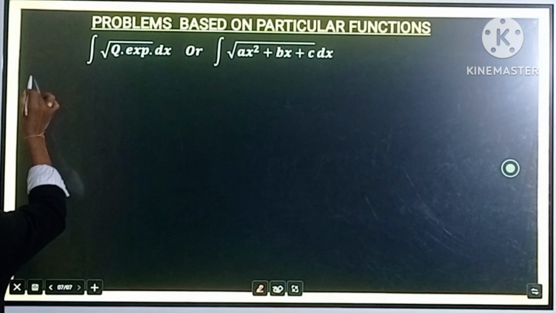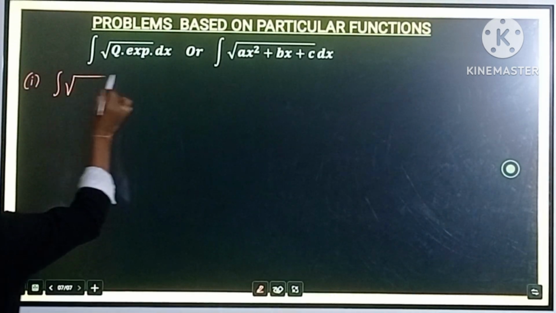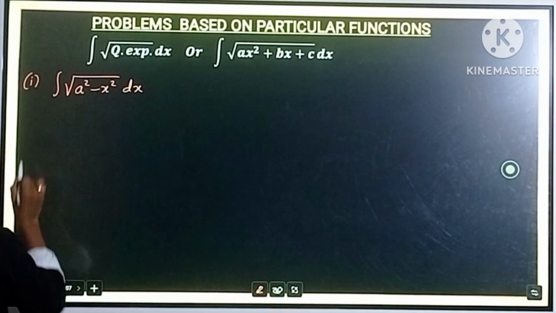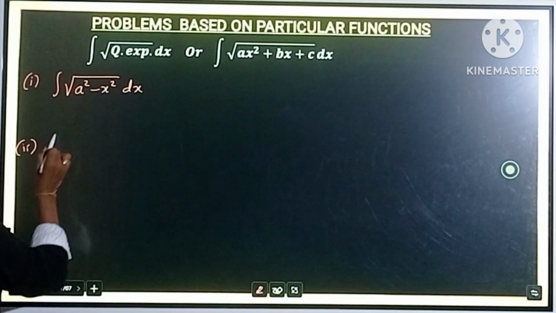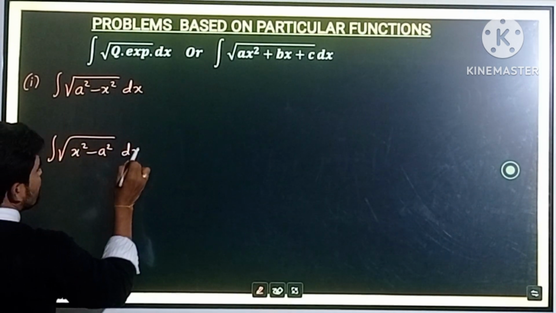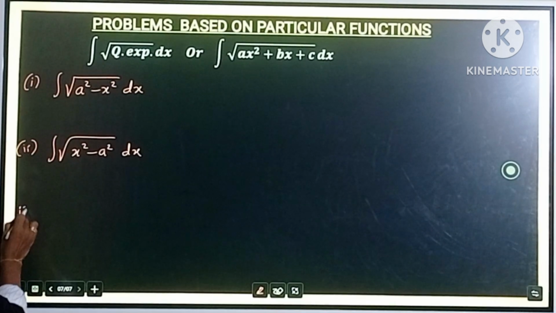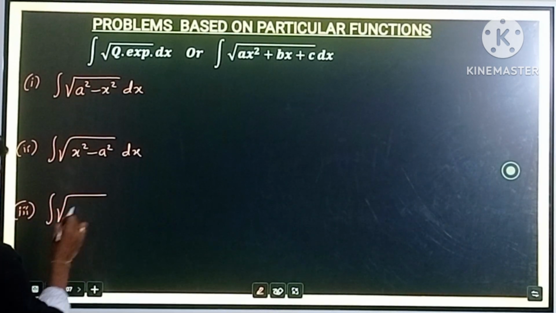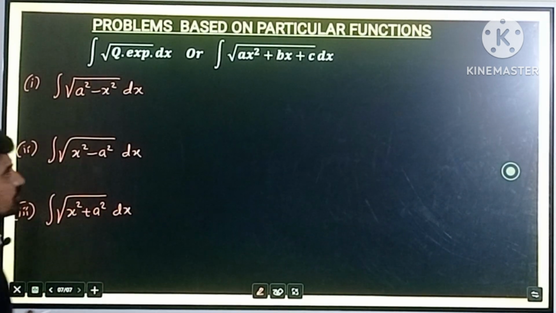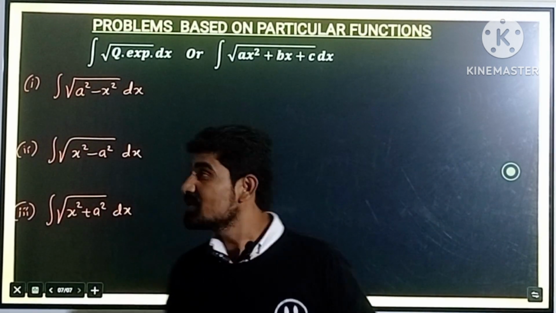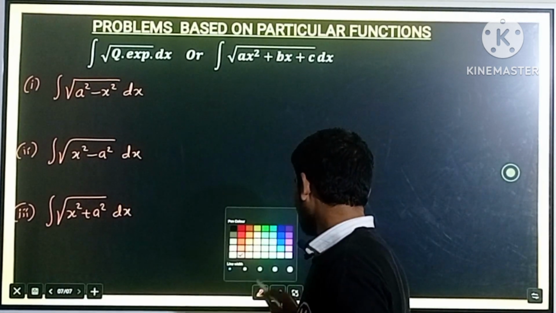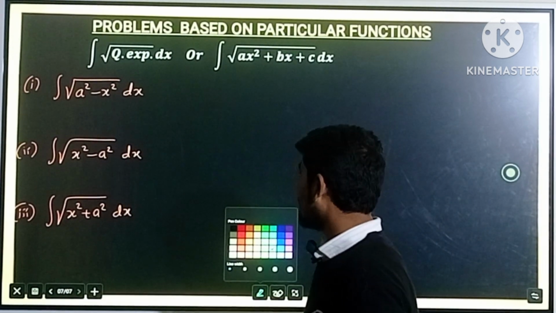The first one is integration of square root of a square minus x square with respect to x, the second one is integration of square root of x square minus a square with respect to x, and the third one is integration of square root of x square plus a square with respect to x. To solve the problems based on these particular functions, we need the formulas. I just want to recall the formulas.